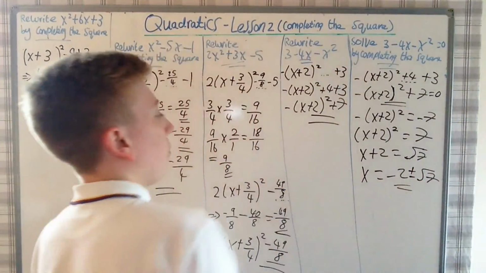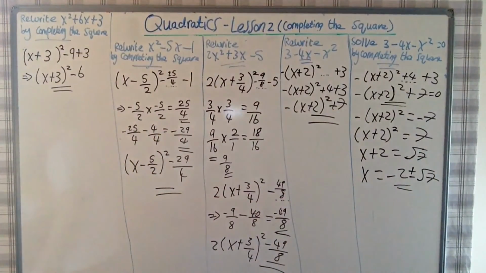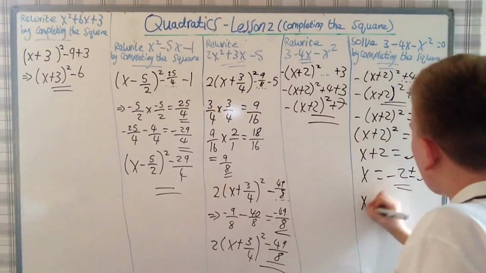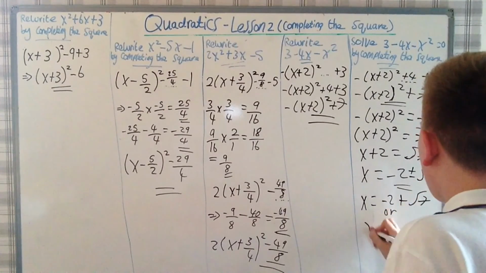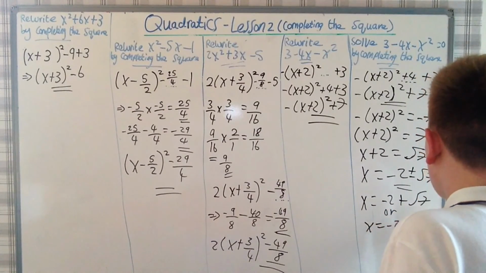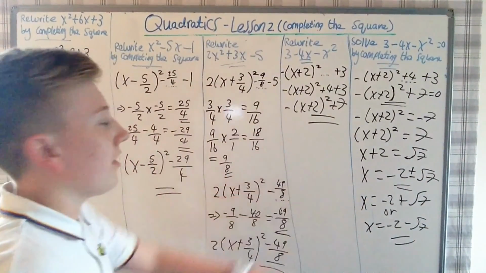And that's the answer. We leave it in this form. This is the simplified answer to the question. Okay? We could write this as x equals minus 2 plus root 7, or x equals minus 2 minus root 7. But that just means the same thing, and either will be accepted by an exam board.